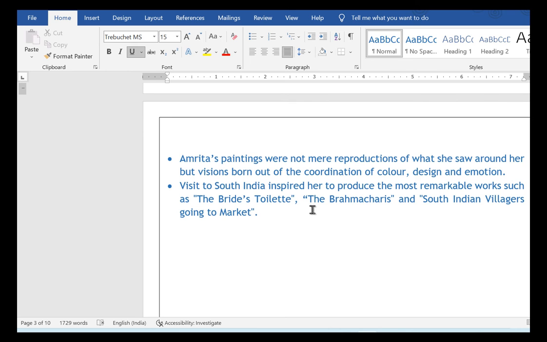She visited South India, and that inspired her to produce some of her most remarkable works, such as The Bride's Toilet, The Brahmacaris, the South Indian villagers going to the market, etc.